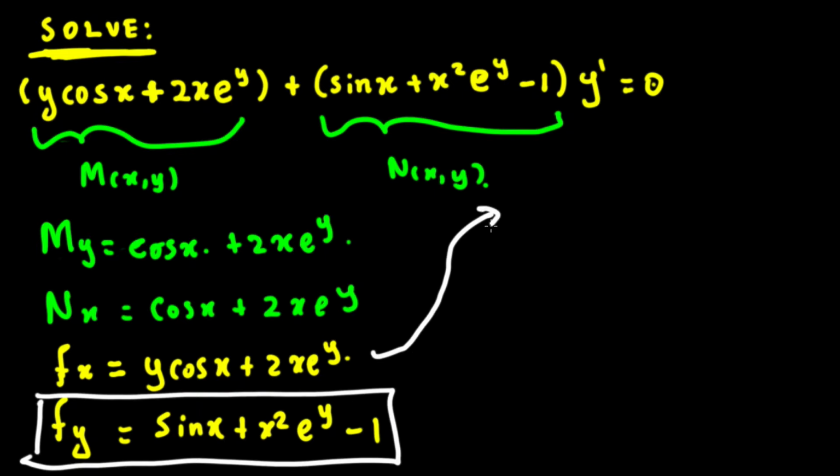Now let's continue that one right here. If I integrate this one with respect to x, we will have a function of x and y. If I integrate this one with respect to x, y doesn't change because y is just a constant. So cos x is going to be just sin x, right? So we will have y sin x.